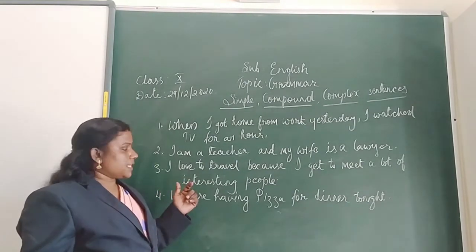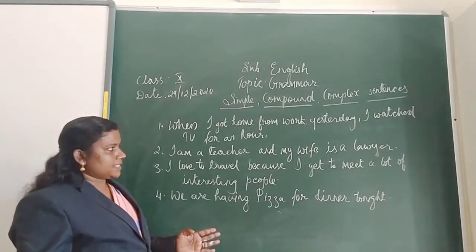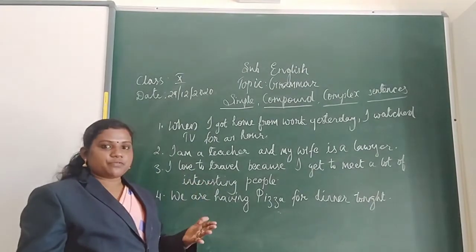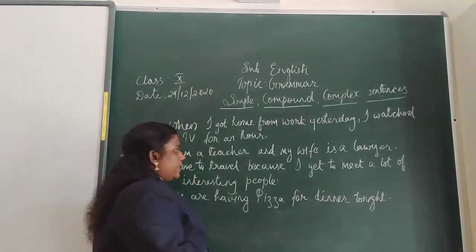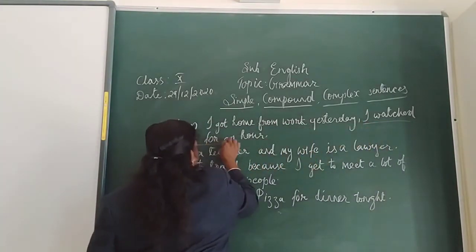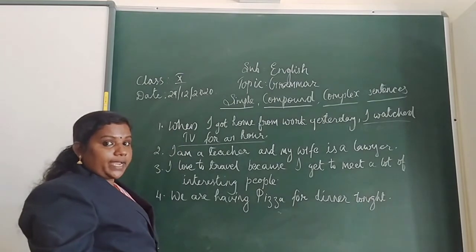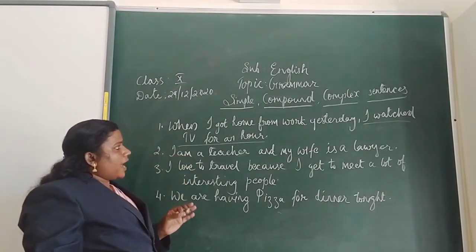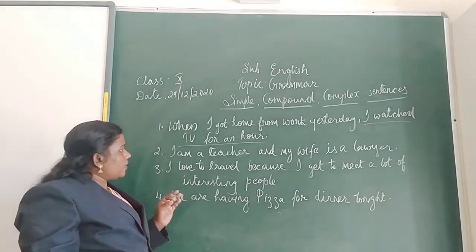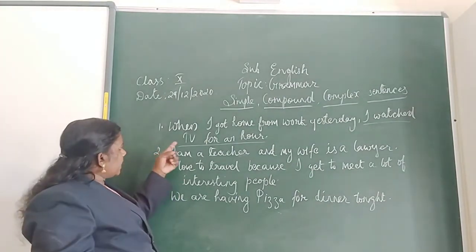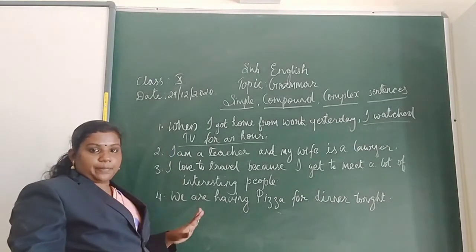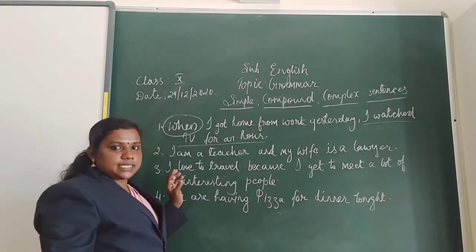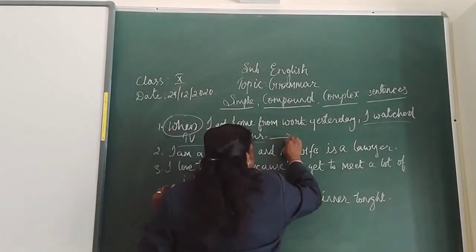So let's go to the first sentence. When I got home from work yesterday, I watched TV for an hour. Can you identify one complete meaningful idea from this sentence? Yeah, here I will get it: I watched TV for an hour. This is one independent clause. We are getting complete meaning. But "when I got home from work yesterday" is a dependent clause. It does not give complete meaning. Here one subordinate conjunction is there. So this sentence is a complex sentence.